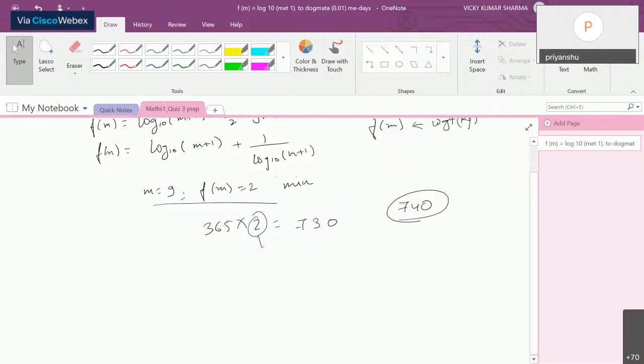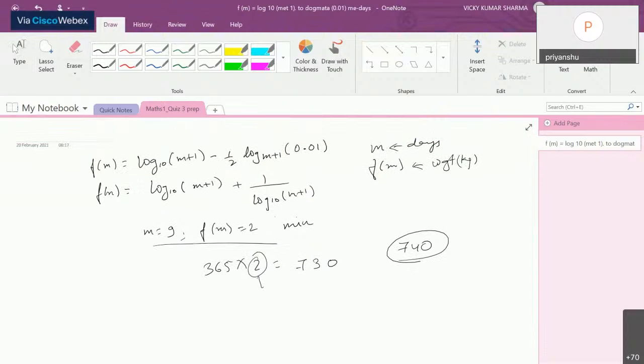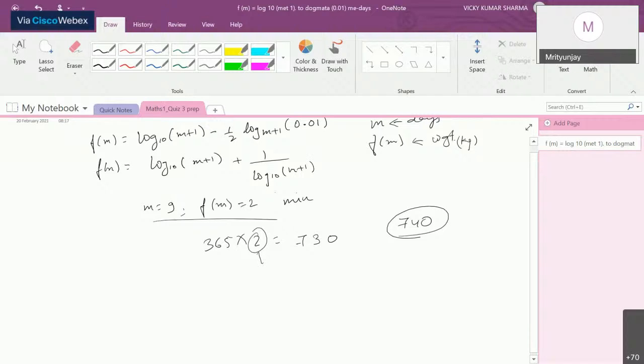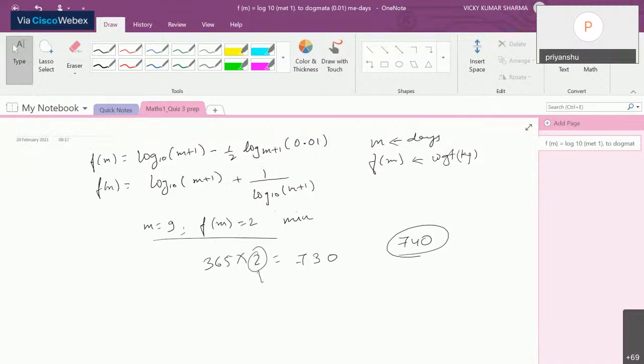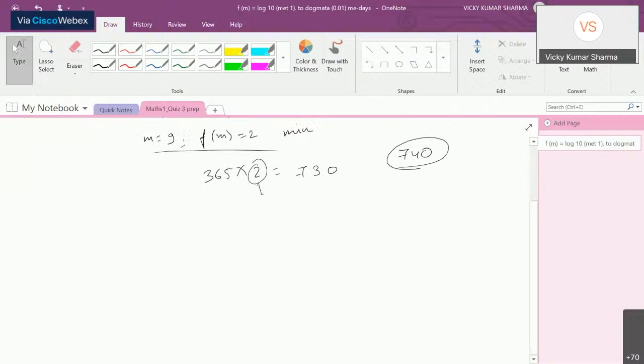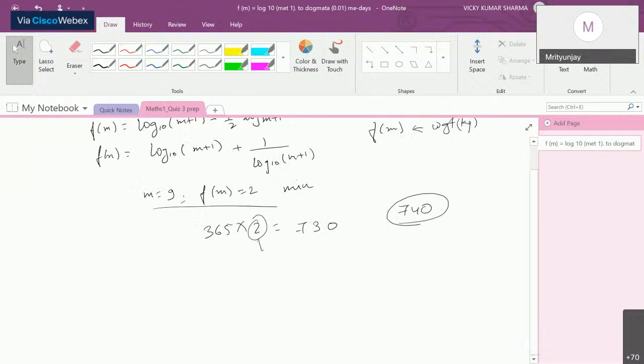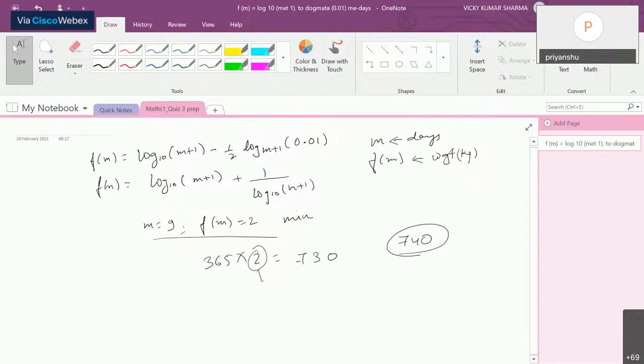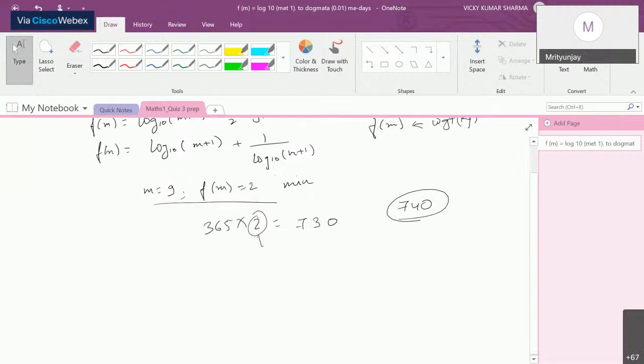Sir, here I am having a little doubt. Why are we multiplying 365 by 2? It's because the minimum value is 2 here, throughout, the minimum value of the gold. Because m is the mth day, that means m equals 9 is the ninth day. So what will the value be on the first day, that is m equals 1? That is definitely going to be more than 2.